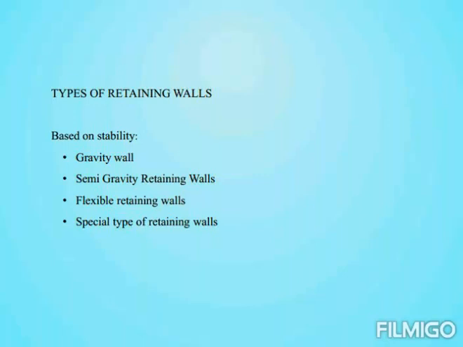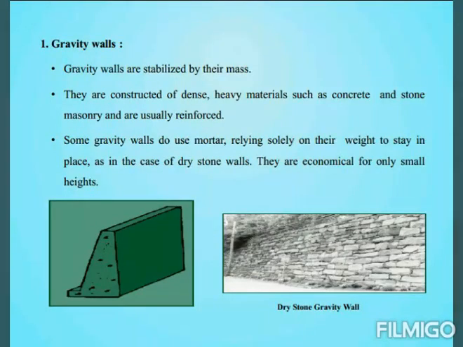Let's see what the different types of retaining walls are. Based on stability, retaining walls can be classified as gravity walls, semi-gravity retaining walls, flexible retaining walls, and special types of retaining walls. First one, gravity retaining wall. The gravity wall resists the earth pressure exerted by backfill by its own weight or self-weight. They are huge, massive structures and often dense. The common dry stone gravity wall is an example of a gravity wall.